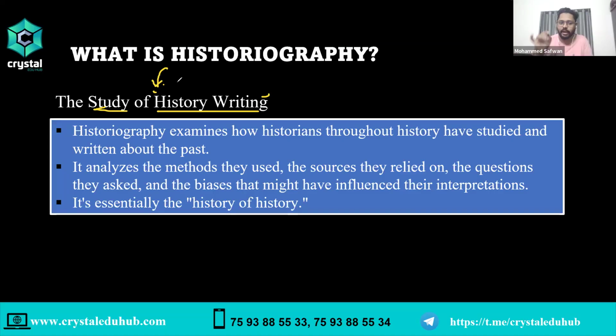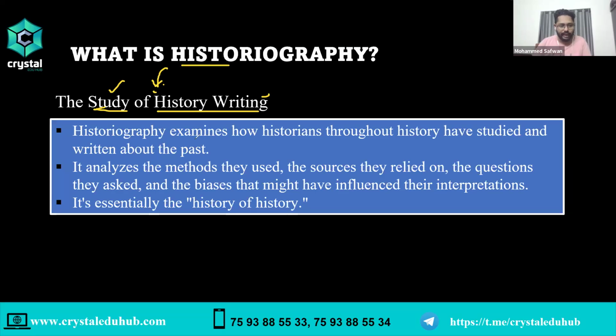But there should be some kind of conditions, criteria, methods. That's why we are saying methodology, right? So after learning such things, if you are going to write one history and apply that there, that is called as what? Historiography. So simply, what is historiography? That is the study of history writing.